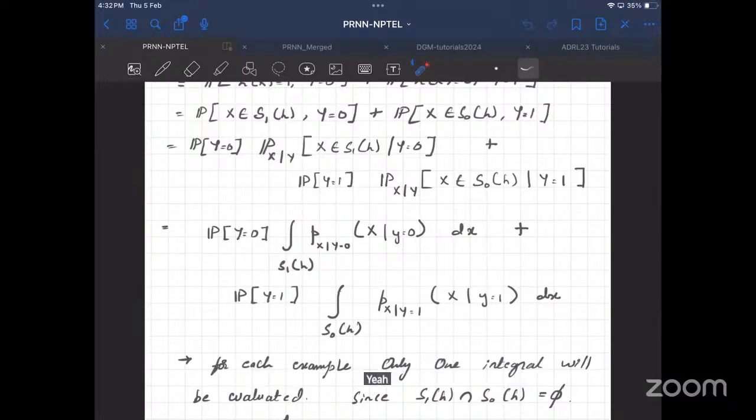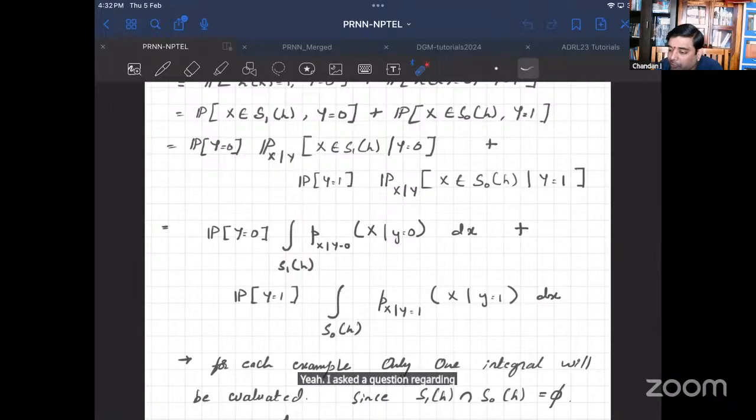I asked the question regarding the confusion in distribution function, mass function, density function. Can you read the full question and then answer it? You answered the first part only. Okay.